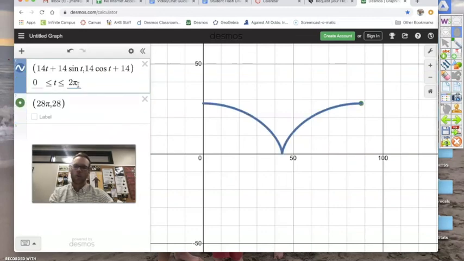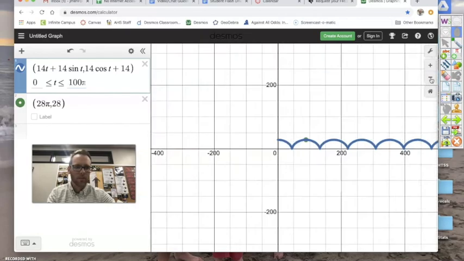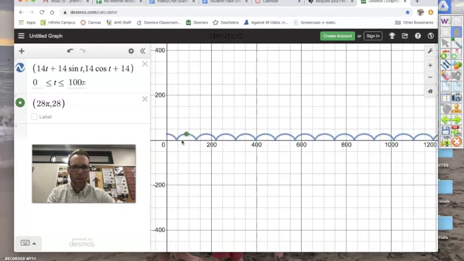Now it's really fun when you watch it go way out there and you watch that bicycle, that point on that wheel and that bicycle just go and go and go. It's like it's bouncing. It's a really cool effect.